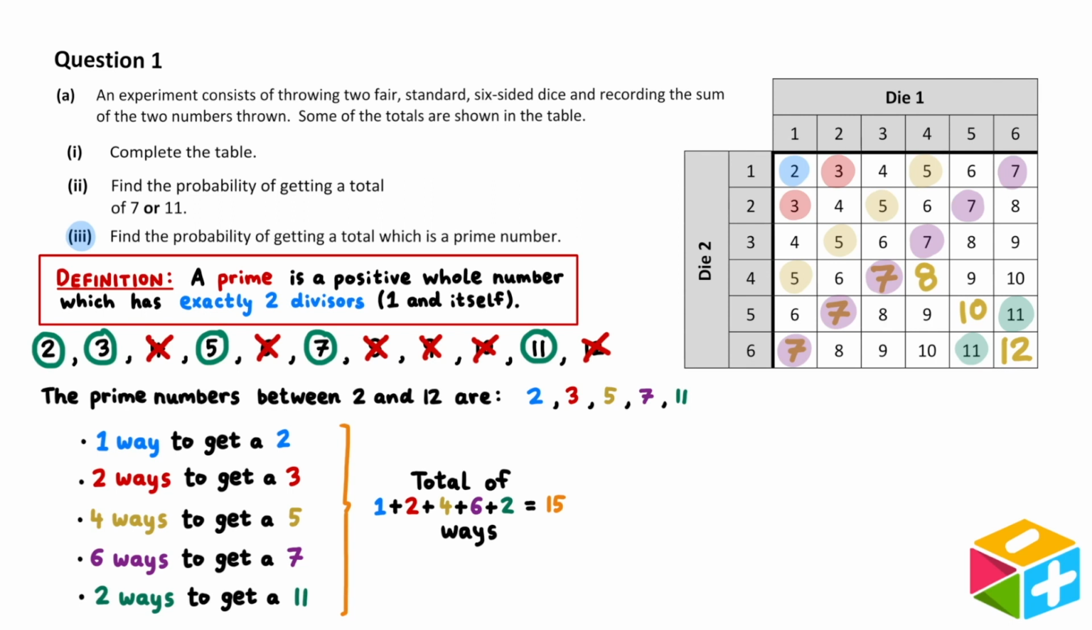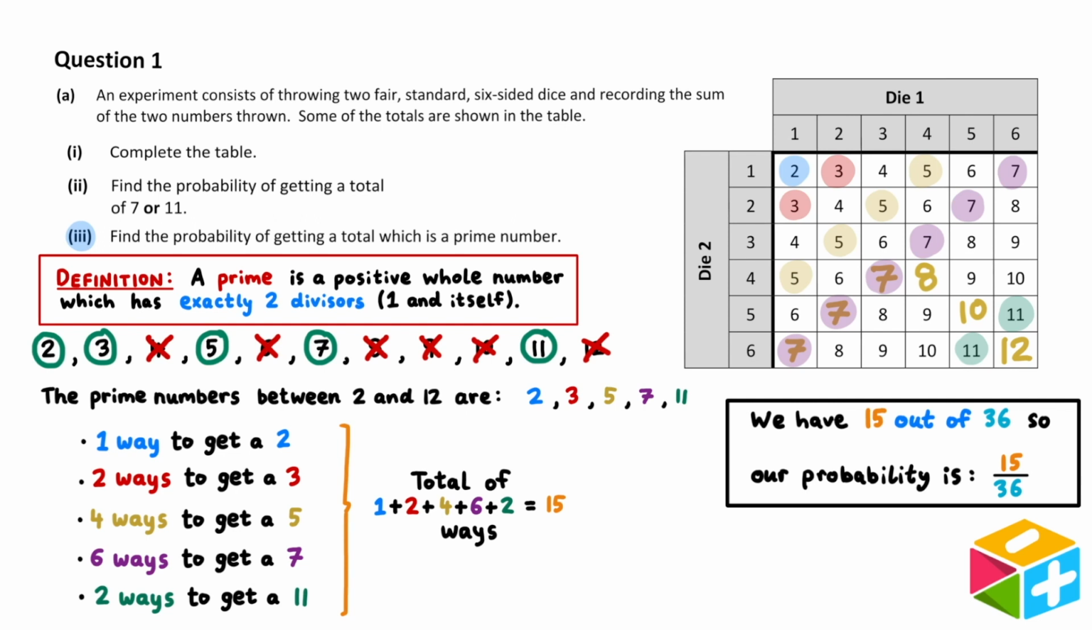As we saw previously, there's 36 entries in the table. 15 out of these 36 are prime numbers, so our probability is 15 over 36.